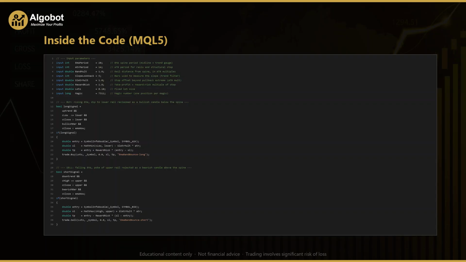Below the inputs is the buy block. You can see the long signal is a chain of conditions joined together. It requires an uptrend, the bar's low reaching the lower rail, the close reclaiming that rail, a bullish bar, and the close still below the spine.